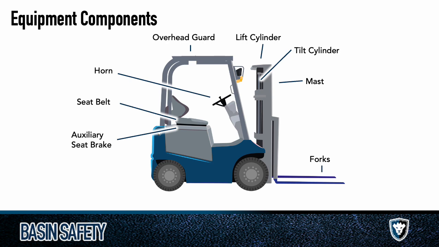You have your lift cylinder up and down. You have an overhead guard, also called a rollover protection device. But in a forklift, it isn't so much about rolling over as it is if things were to fall, that would protect them from hitting you. You have your horn, which needs to work, seatbelt that needs to work, and auxiliary seat brake. So these are, obviously, the most important components of the forklift. If any of these things aren't working, we're going to have a pretty serious issue on that equipment.